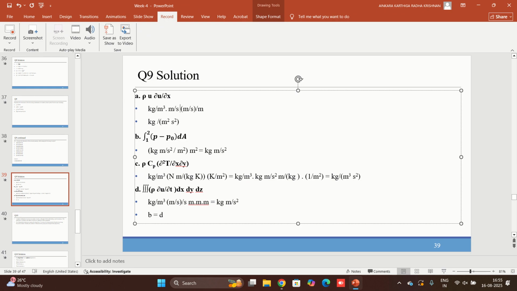So it is meter per second by meter. So it is kg by meter cube into meter per second into meter per second by meter. So what happens? Kg remains, and in the numerator we have 1 meter, and this meter gets cancelled. So we have 1 meter divided by meter cube. So it becomes meter square in the denominator, and we have s and one more s here. So it becomes s square in the denominator.